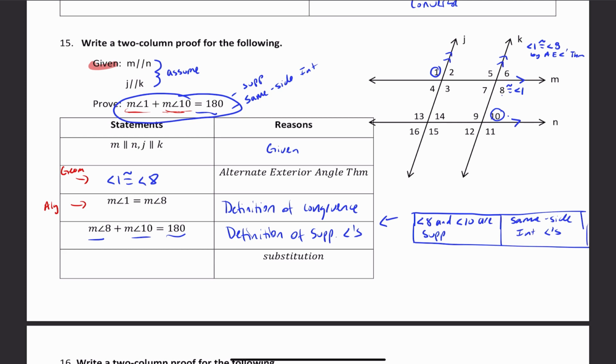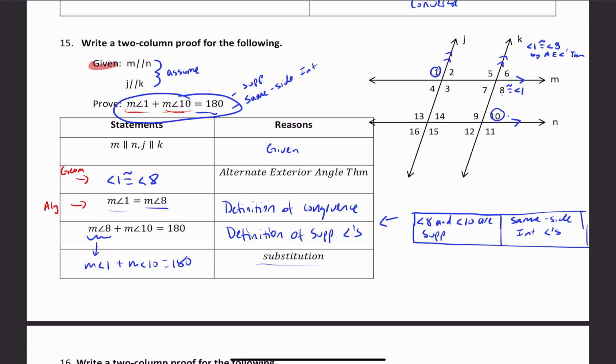Okay? Then I can say, by replacing, we know that measure angle 8 is measure angle 1. So it's measure angle 1 plus the measure angle 10 is equal to 180. That's me just using substitution. I will use the prove, and I just copy and paste it right there, and then you're going to go ahead and provide the reason, okay?